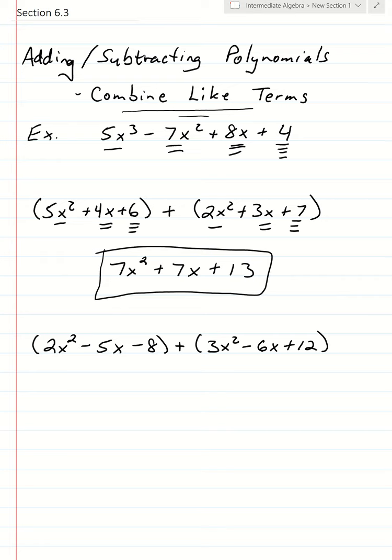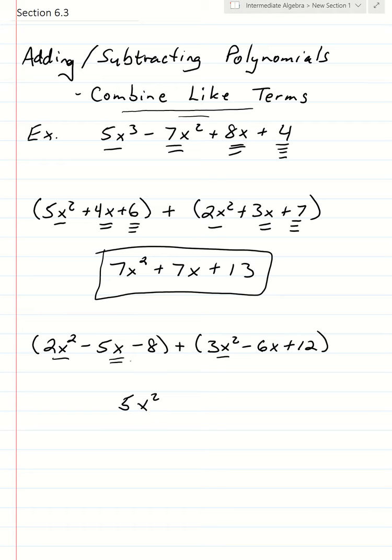Basically, once again, you want to watch your signs. Let's start with the x squareds. We can combine those. We're going to add them together. 2 plus 3 would give us a 5x squared.